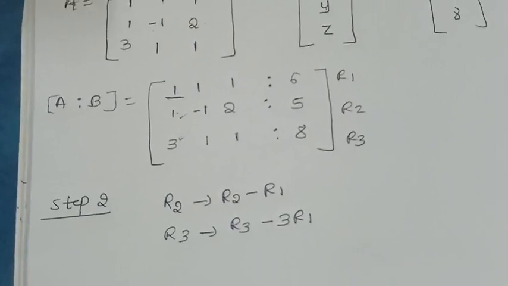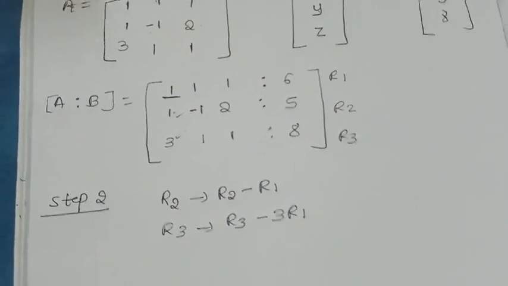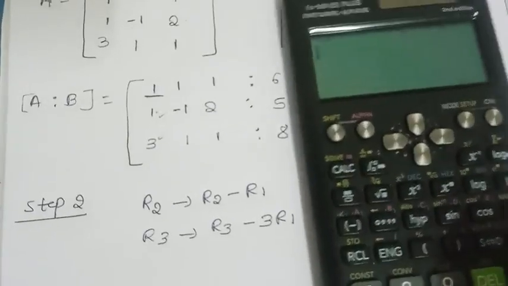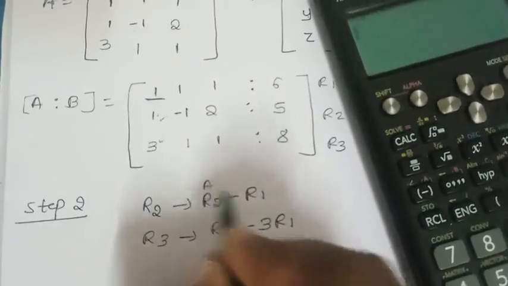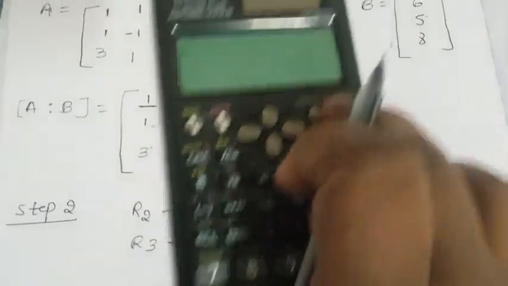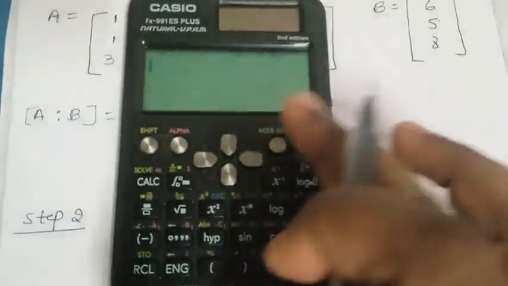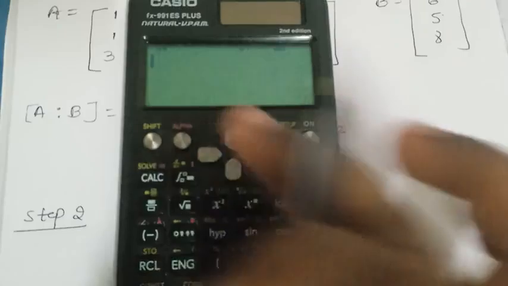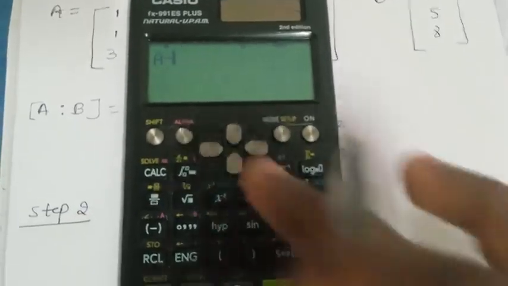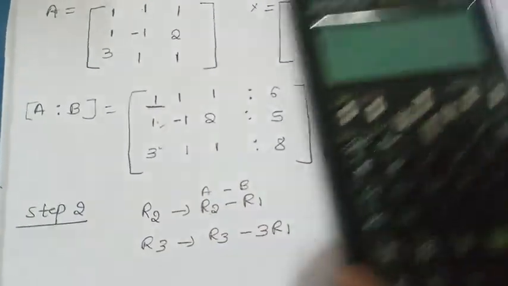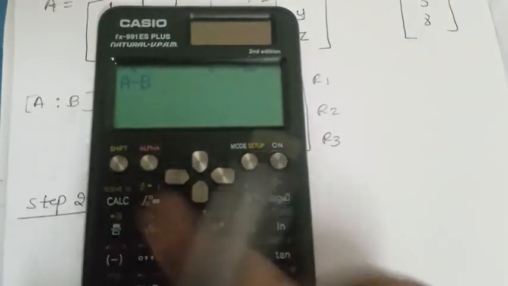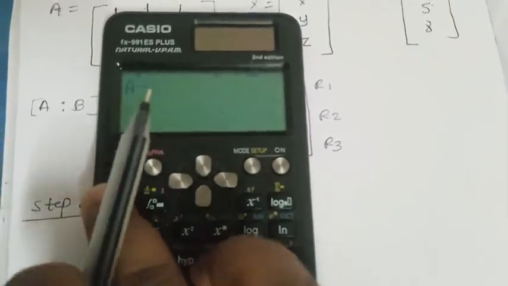So in today's video, I will show you one calculator trick. So I will take this element as A, R2 as A and R1 as B. So what we have to do is, in the calculator, you have to press alpha A minus alpha B. A minus B means R2 minus R1. Then you have to press the calc button.